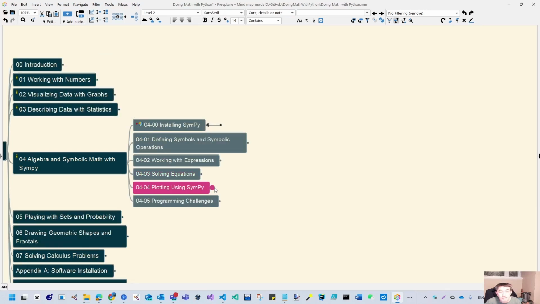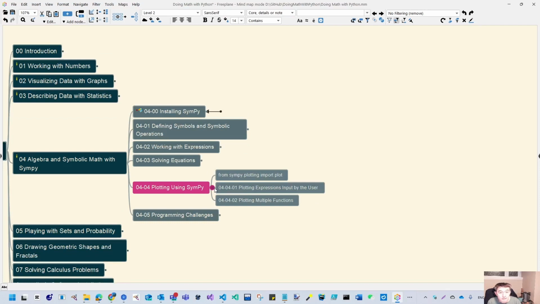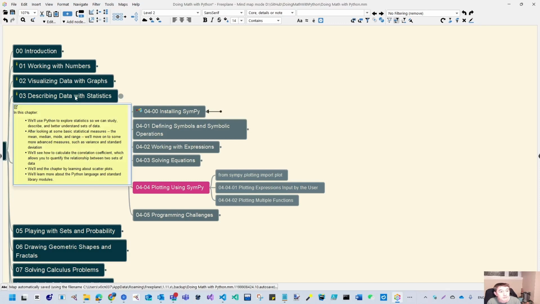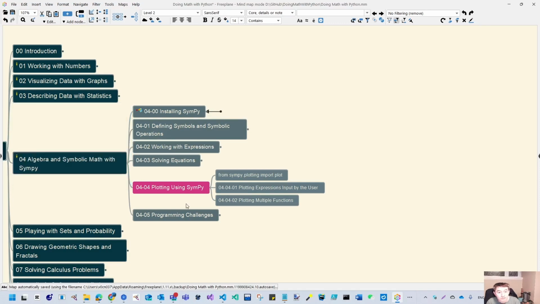In the next chapter, we will practice plotting functions that are embedded in SymPy, not from matplotlib. SymPy itself also includes a plotting feature. Then we will see how it can help us make visualizations of our symbols and the symbolic math. See you then.